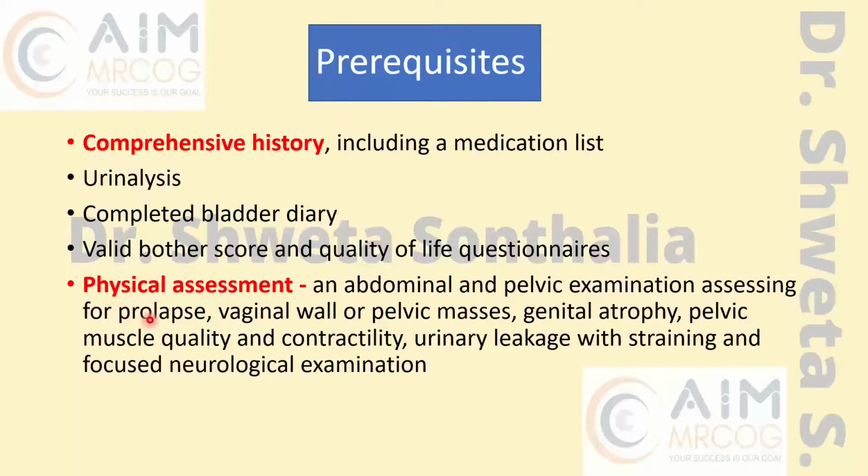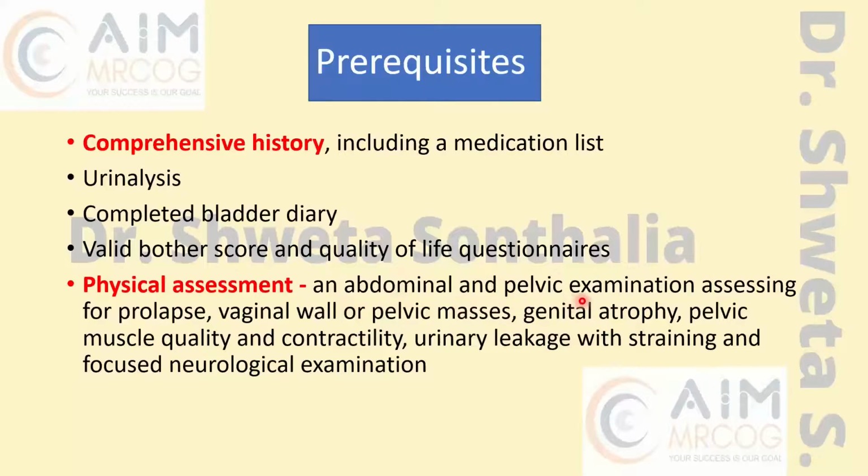Then comes the physical assessment. You have to do the physical assessment because you want to rule out other pathology. You have ruled out urinary infection. You have seen the pattern of filling and voiding. Now you want to rule out any other pathology. What could be the pathologies which can present as overactive bladder, or which can lead to other symptoms, which is not simply because of stress urinary incontinence or overactive bladder?